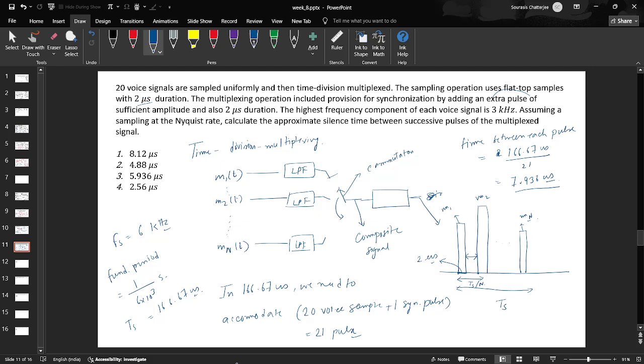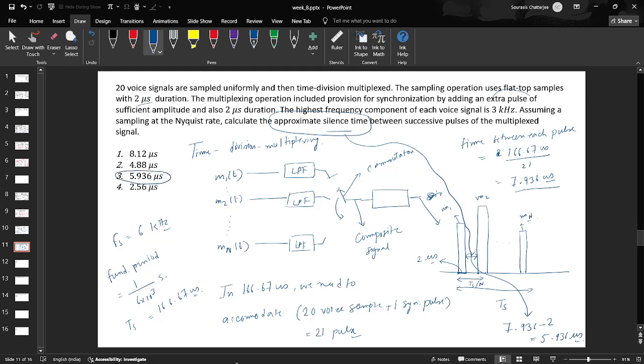So then the approximate silence time between successive pulses, this is the part they are talking about, not Ts over n. This is the one they are talking about. And what is this? This is going to be 7.936 minus the pulse duration 2, which makes 5.936 microseconds. This is going to be your approximate silence time.